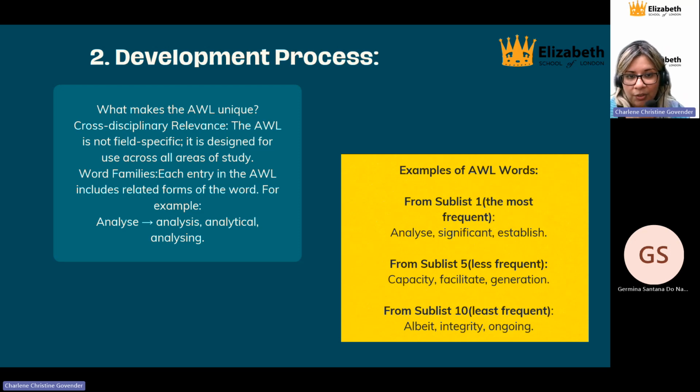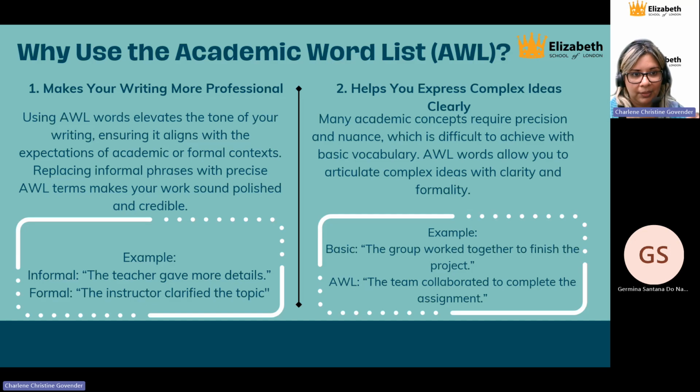So examples of words are from your sublist 1, most frequent: analyze, significant, establish. From your sublist 5, less frequent: capacity, facilitate, generation. From sublist 10, that is least frequent, those are probably made of very niche words that you will use, but not as often as you will use the words from sublist 1, albeit integrity and ongoing. That begs the question, why use the academic word list?